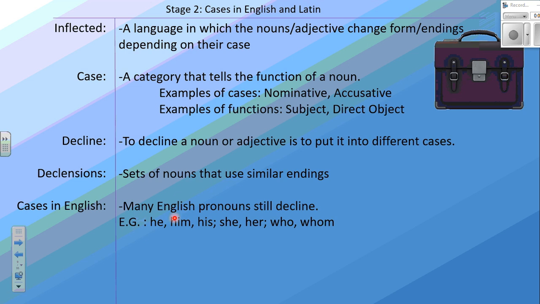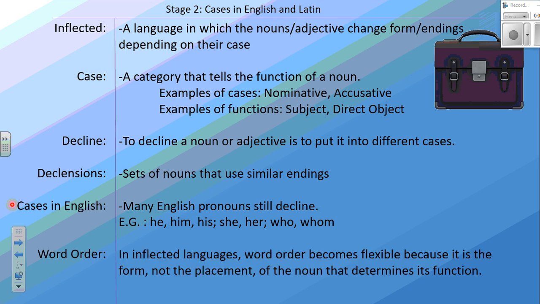He, him, his are all the same thing, but he is a subject, him is a direct object, his is used when you're owning something. Same thing with she and her, who and whom. Who's a subject, whom is a direct object. If you've ever wondered how to tell the difference between who and whom, you'll learn from practicing Latin cases.